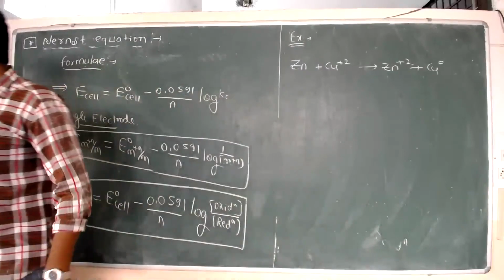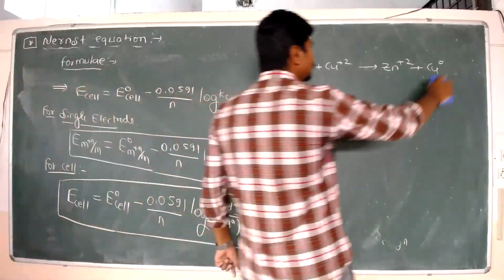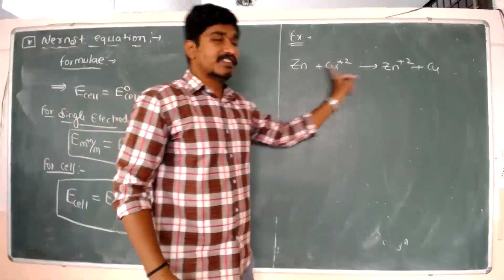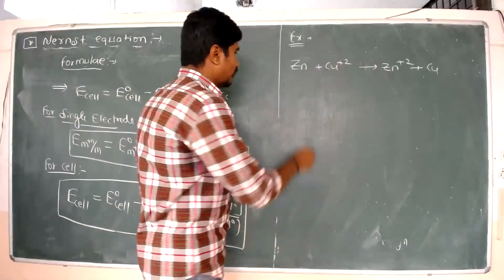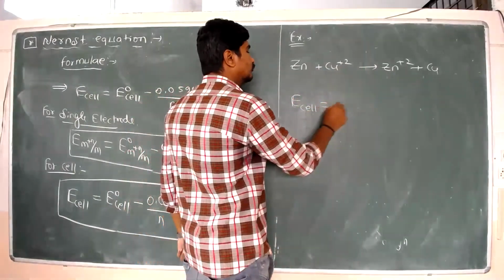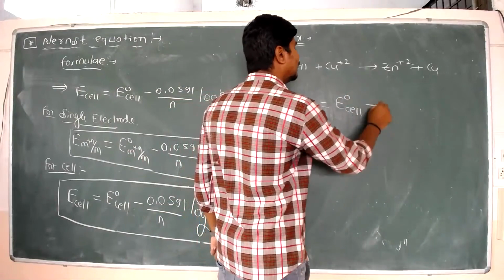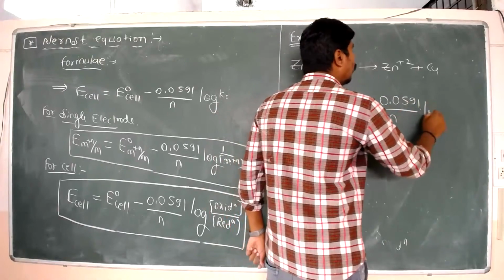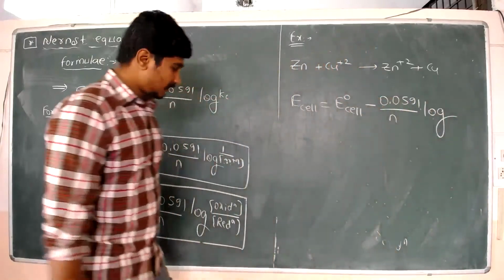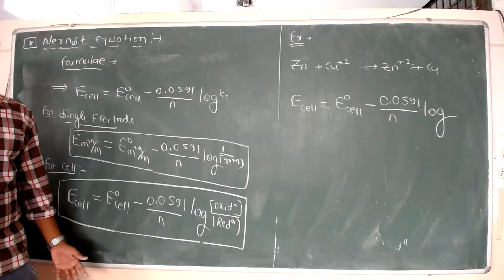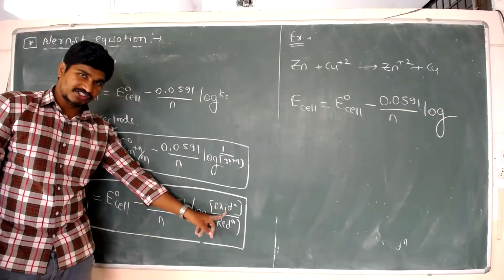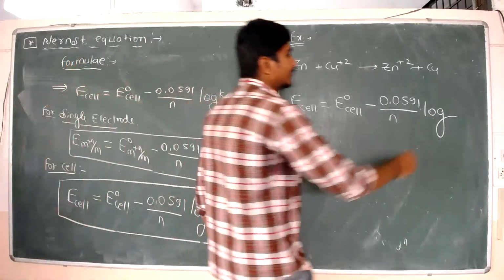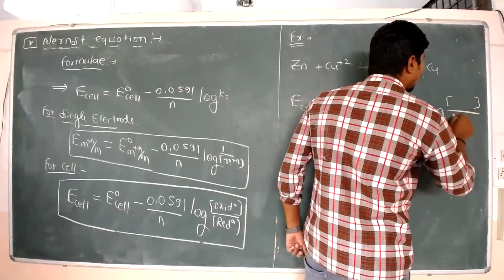Now, what is the Nernst equation for this cell? It will be E cell is equal to E naught of cell minus 0.0591 by n log of oxidation by reduction. The metal which is undergoing oxidation divided by the metal which is undergoing reduction. Those concentrations you have to write. Here it is oxidation divided by reduction.